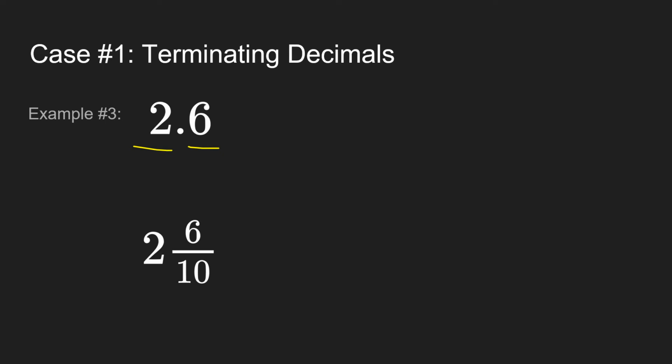Notice that 6/10 is not in simplest form, so we need to take the GCF of both 6 and 10. The GCF between 6 and 10 is 2, so we need to divide the numerator and the denominator by 2. And doing so gives us 2 3/5 as our final answer.